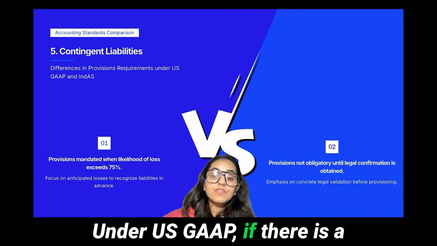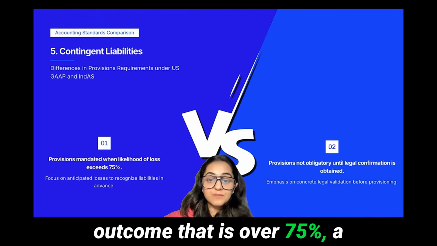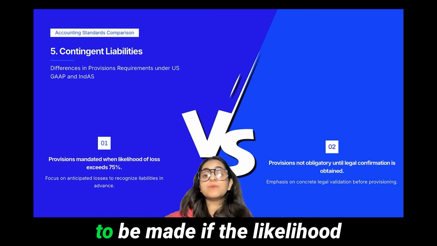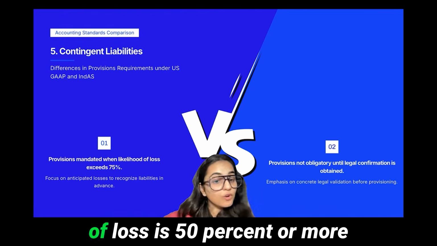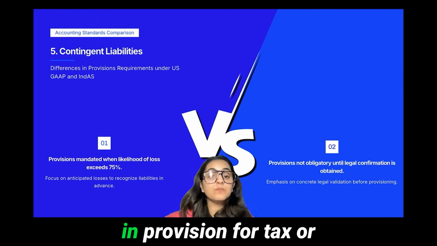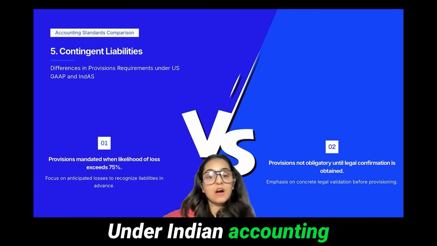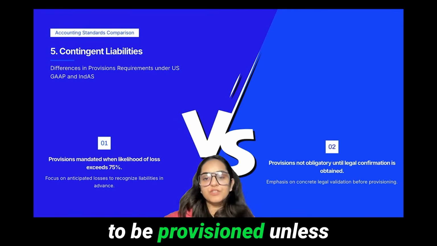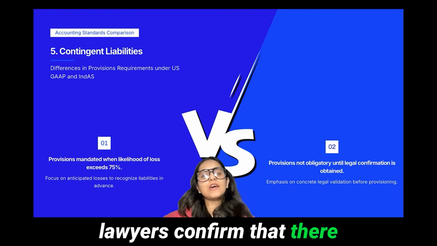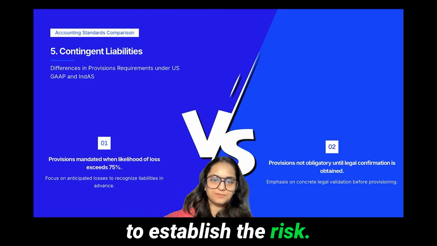Under US GAAP, if there is a high likelihood of an adverse outcome, that is over 75%, a provision needs to be made. Under IFRS, a provision needs to be made if the likelihood of loss is 50% or more as per the management. This must be shown in provision for tax or provision for claims. Under Indian accounting standard, this is not required to be provisioned unless the legal department or lawyers confirm that there could be a liability, plus there are necessary documents to establish the risk.